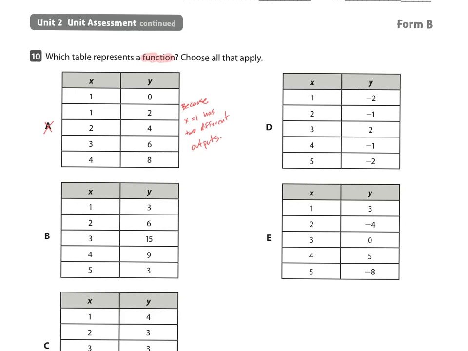Now let's check B. 1 goes to 3, 2 goes to 6, 3 goes to 15, 4 goes to 9, and 5 goes to 3. The input values are only going to one precise output. So this is going to be a function. So B, it's a function. Each input has only one output, and that's it.